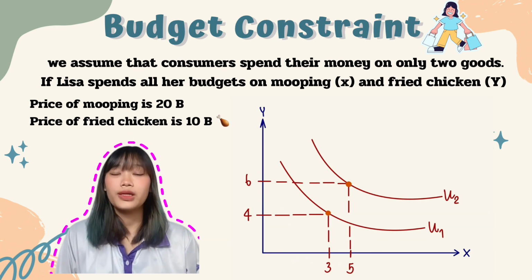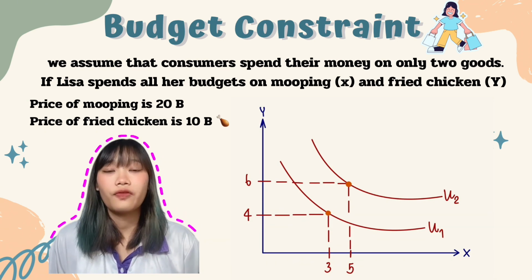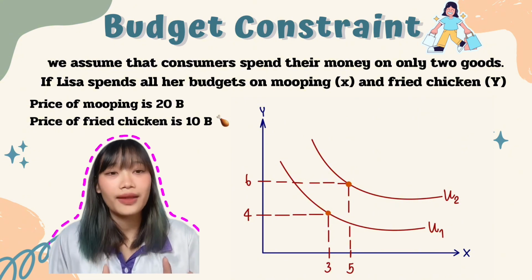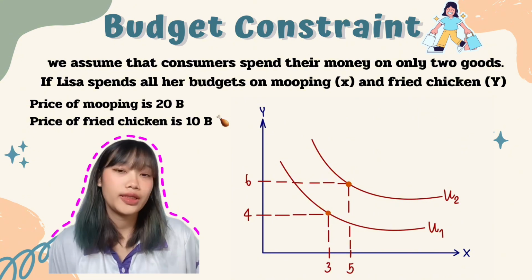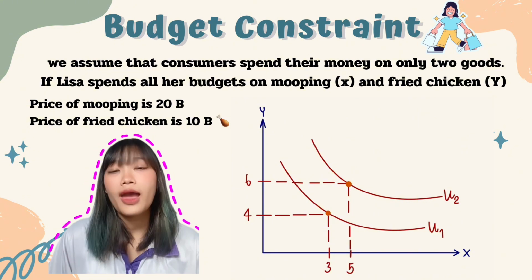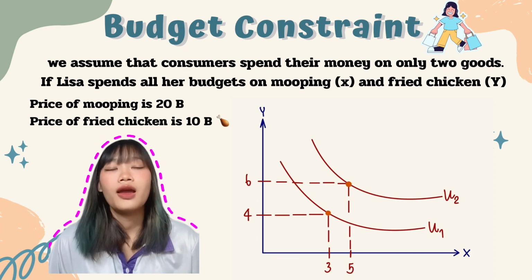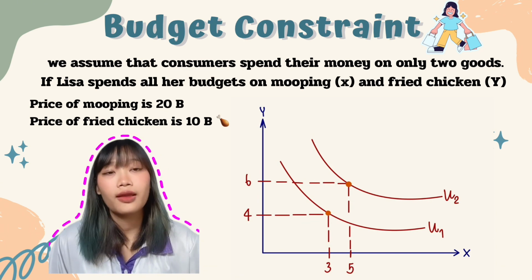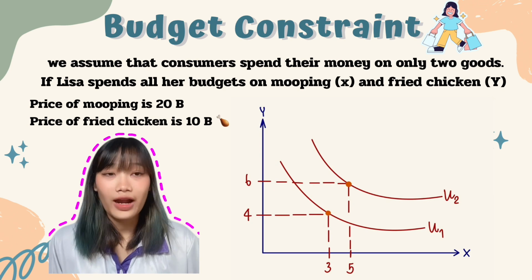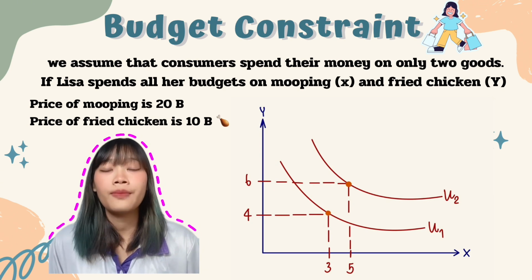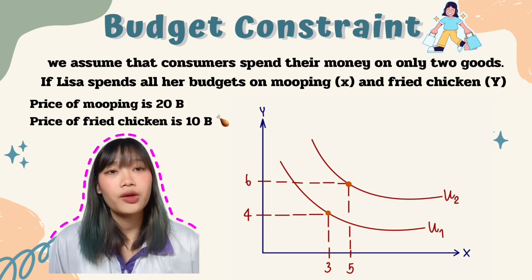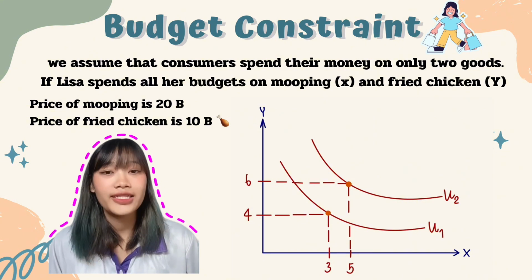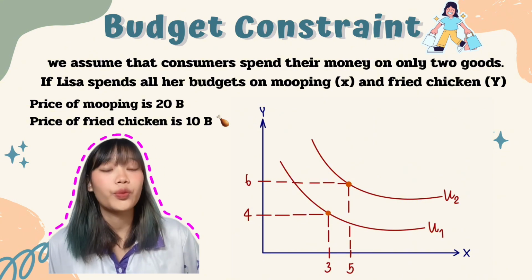If the price of a movie is 5 baht and the price of fried chicken is 10 baht, we have utility 1 and utility 2 and only two choices. The first choice is we can get 4 fried chicken and 3 movies. Second choice, we can get 6 fried chicken and 5 movies.